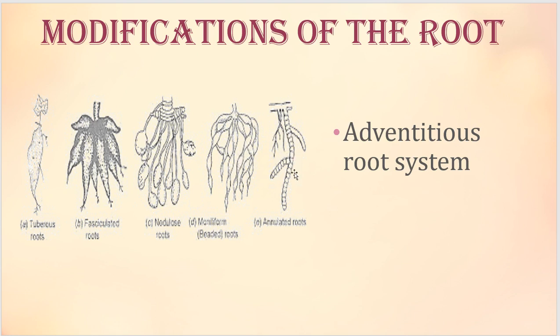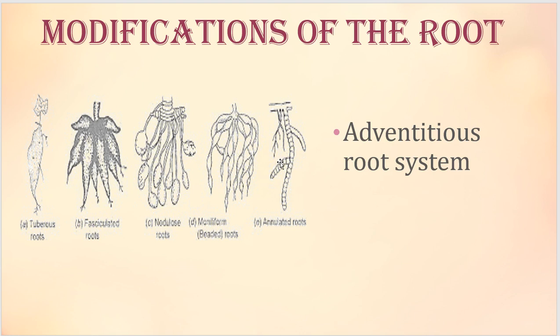And then the last one, the fifth one, is annulated roots. Annulated roots are somewhat like the structure of an earthworm. It's segmented at very regular intervals. This annulated root you can see in ipecac. Ipecac is a kind of poisonous drug producing plant. So that is annulated root. These roots produce annulus. Annulus means regular spiral structure or regular segmented structure.